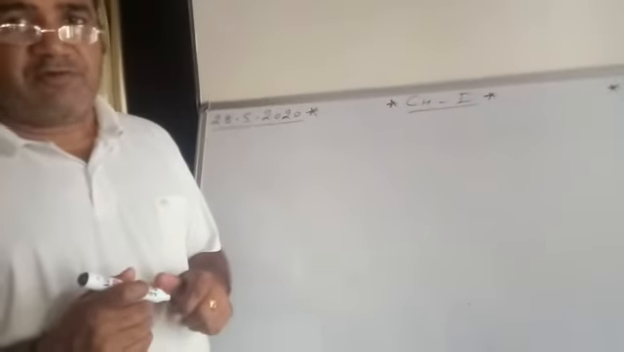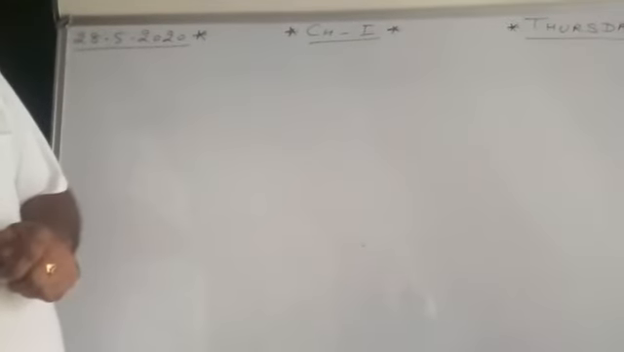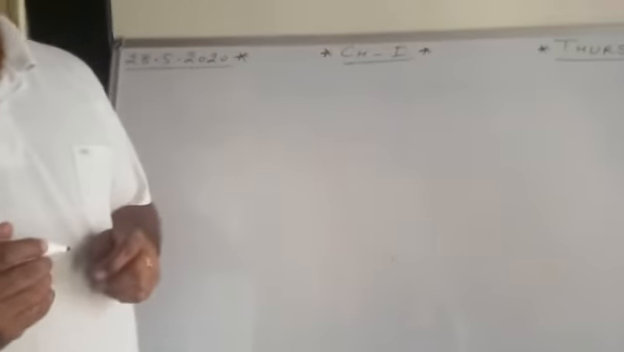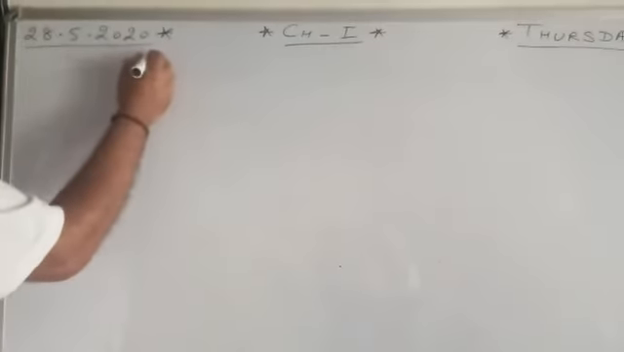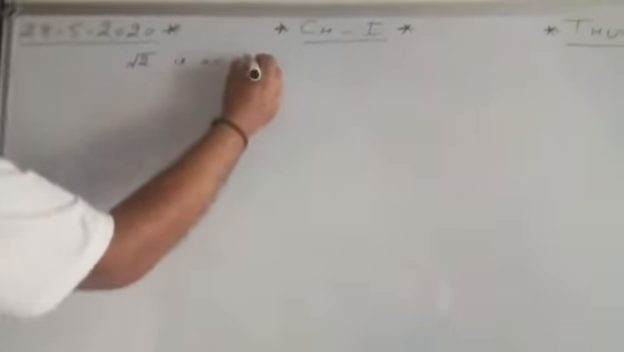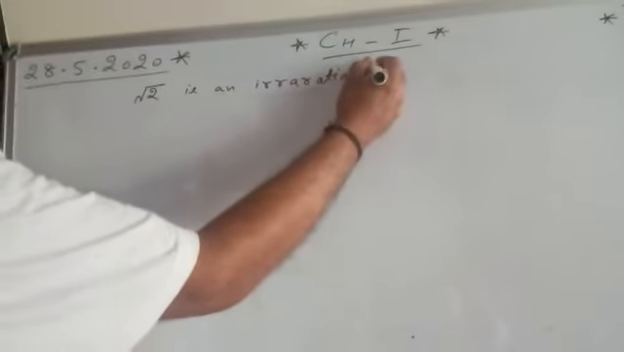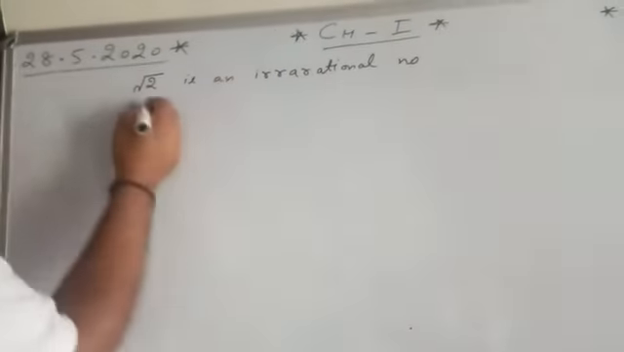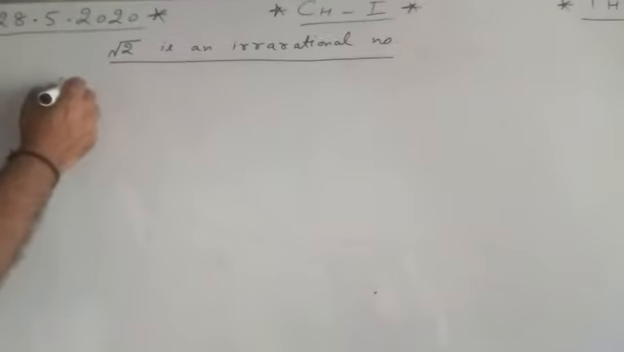Students, now we will work on the next topic of chapter number 1, which is related to irrational numbers. One important theorem is there regarding the board exam point of view. See, root 2 is an irrational number. We need to prove this one. Root 2 is an irrational number. See the proof.